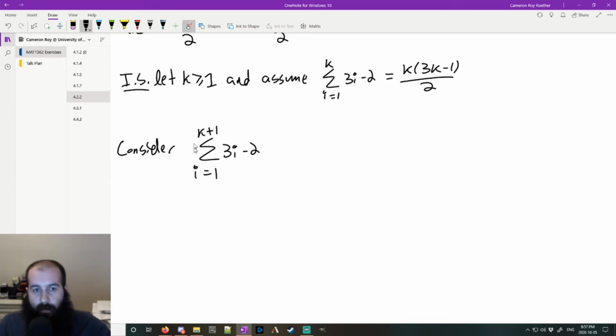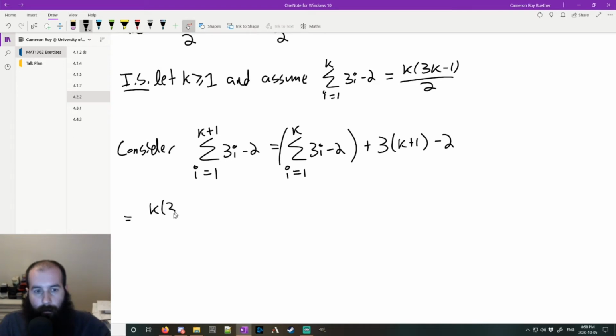A common trick when dealing with inductive proofs over summation is that all we've done here is add an extra term on the end. So this is the first k terms added up, which we express like this, plus the k plus first term that we just added, which is the term where i is equal to k plus 1. Now this summation here, we know what it's equal to. So we can replace it with k times 3k minus 1 over 2 by inductive assumption, and that's being added to 3k plus 3 minus 2.